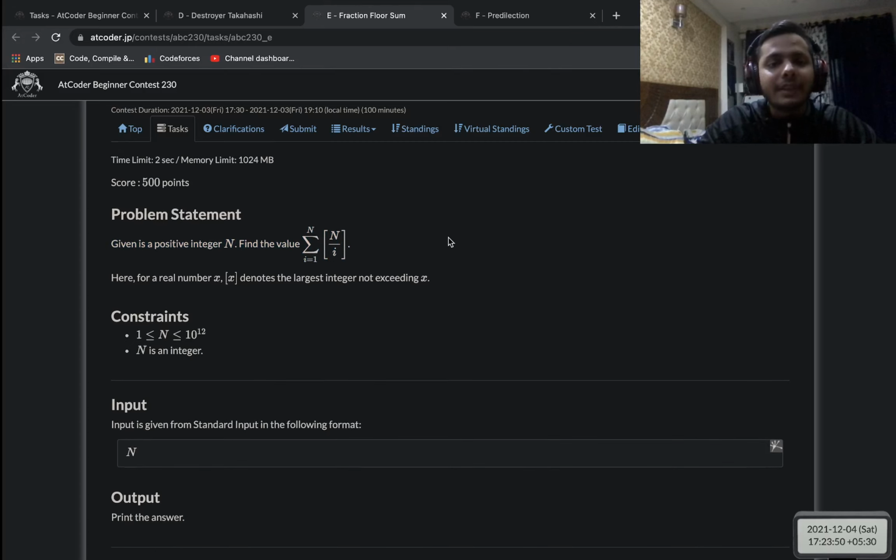And that is one thing which is very good about AtCoder. There are no unnecessary stories here. You have very straightforward problem statements.